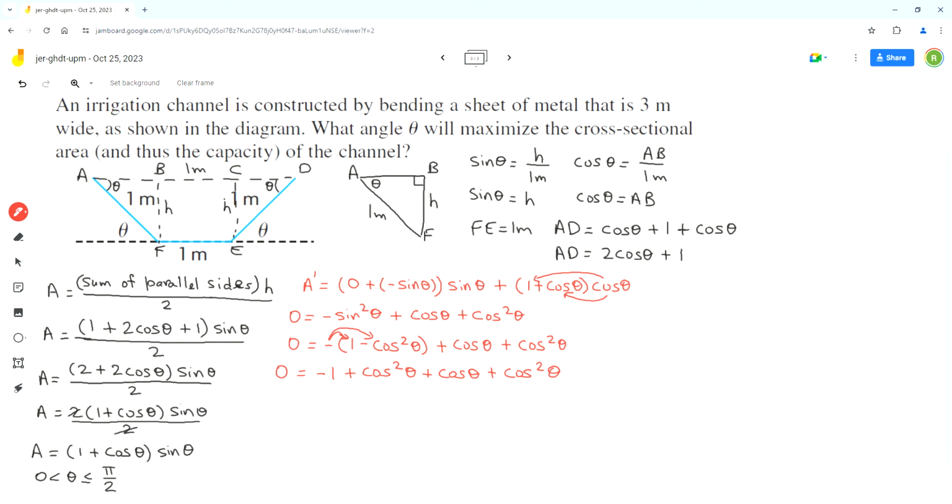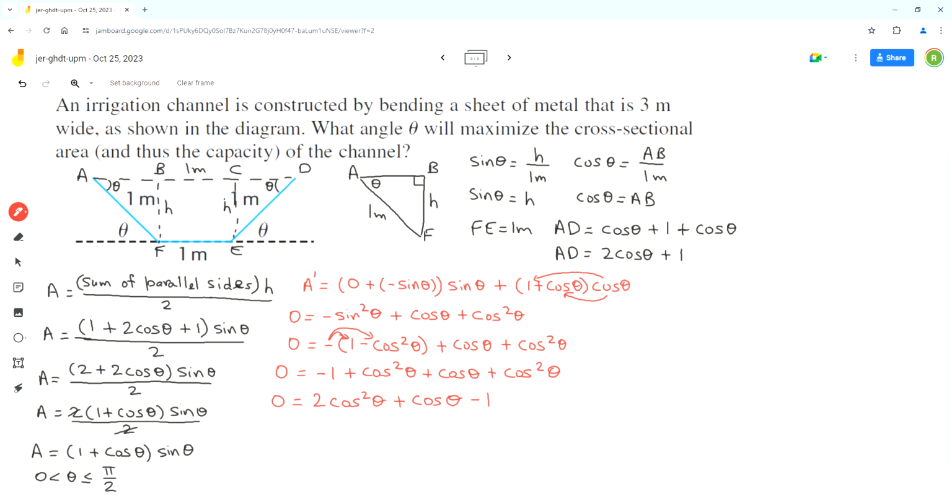And now we can combine like terms. So cos square theta plus cos square theta equals 2 cos square theta. So we can arrange the terms in the descending order of the exponents of cos theta, from greatest to least. So this is a quadratic equation in terms of cos theta.